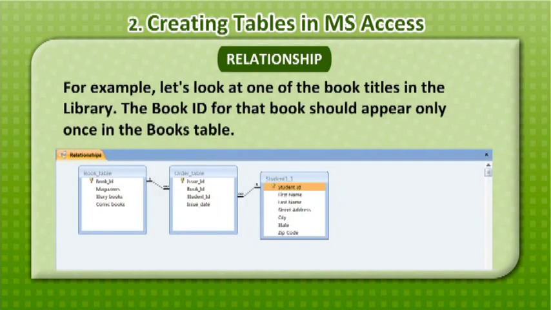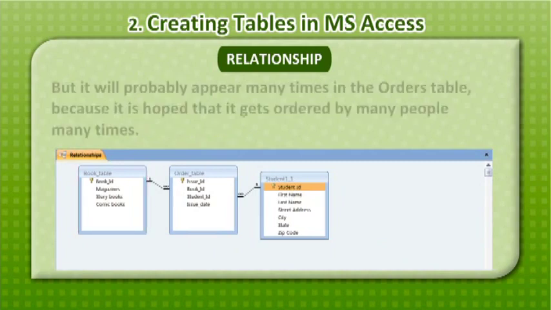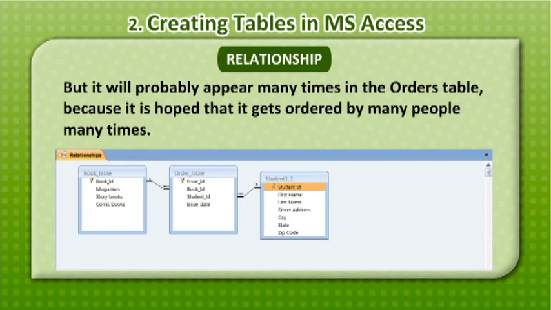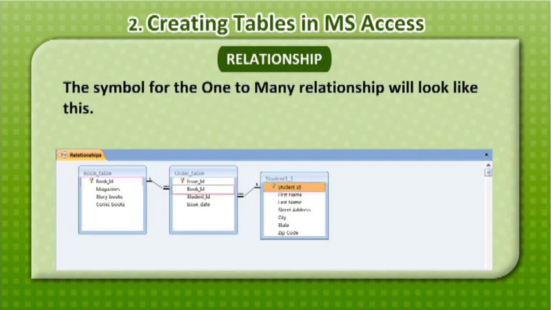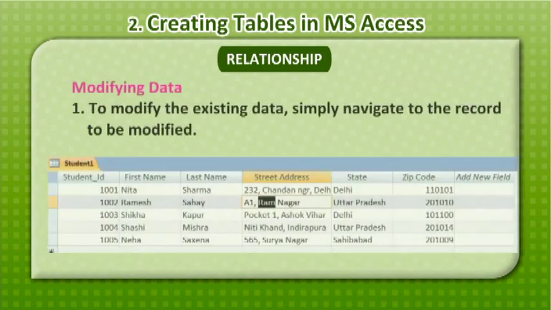For example, let's look at one of the book titles in the library. The book ID for that book should appear only once in the books table, but it will probably appear many times in the orders table because it is hoped that it gets ordered by many people many times. The symbol for the one-to-many relationship will look like this.